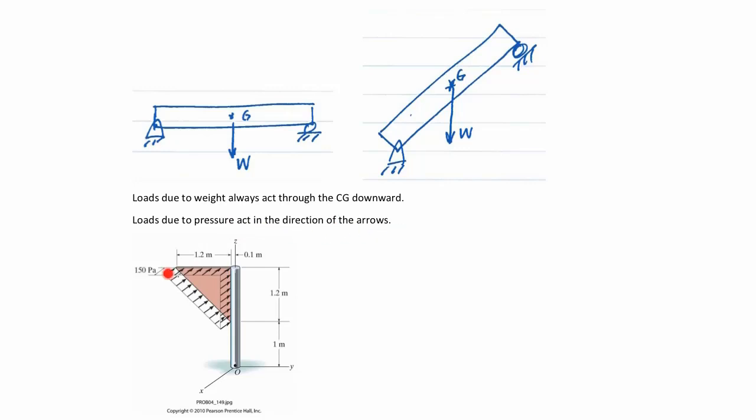And so here we have a little distributed pressure situation that is going in this direction. In other words, there's wind blowing along here, and the pressure acts in that direction. So let's solve this problem and see if we can find the moment about point O.